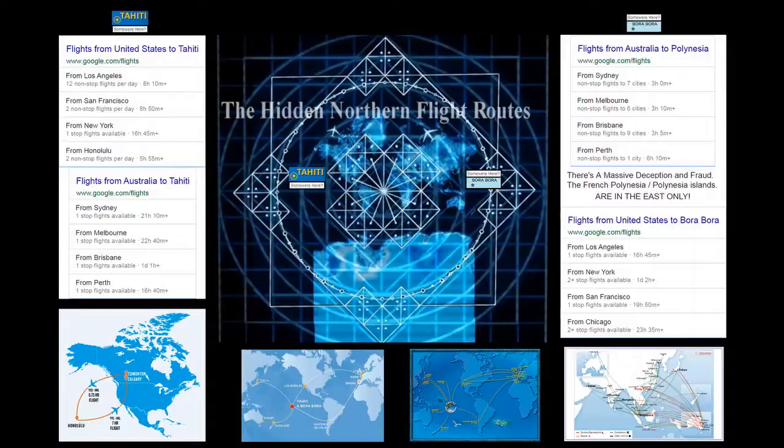And this is to do with the flight routes, which I cover in my second video. As you can see, Tahiti is on the west side only, next to Hawaii, America, Alaska, Canada. And Bora Bora, which is where French Polynesia is, is on the east side only, next to Australia, New Zealand and Fiji. Both are complete opposite sides of the world. Both are separate islands and separate airports on completely other sides of the world, as I go into in my second video.